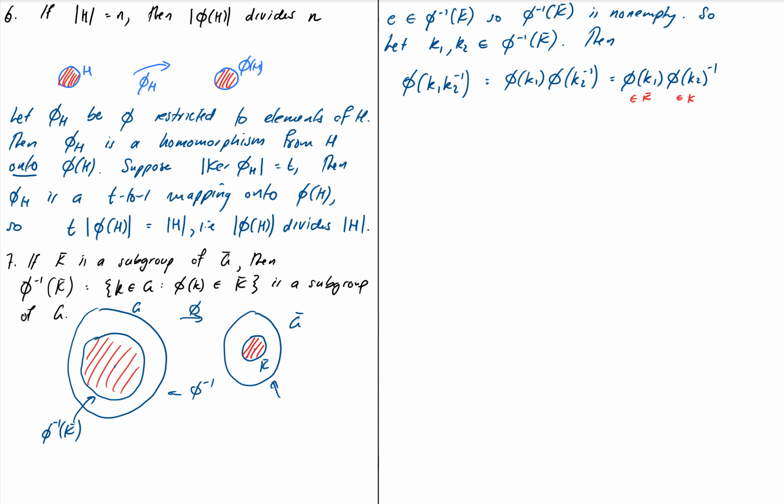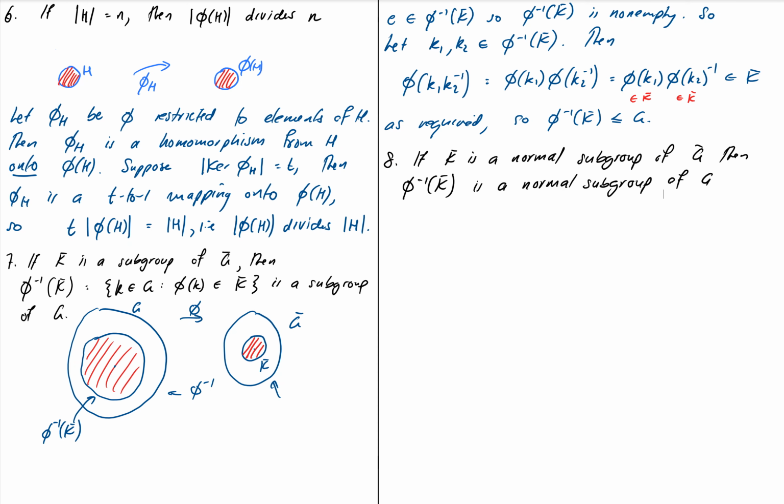Because otherwise K1 and K2 would not be in the pre-image. So that is therefore an element of K bar as required. So that means that the pre-image of K bar is a subgroup of G.